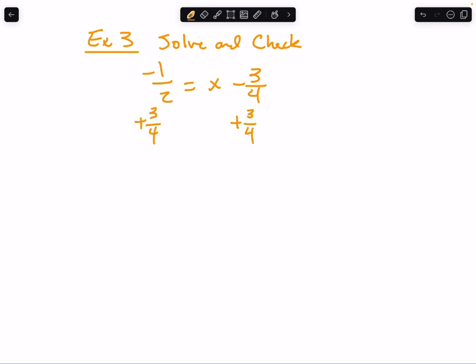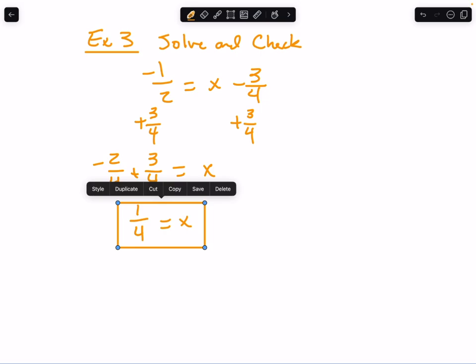Negative 1/2 plus 3/4. Well, negative 1/2 is the same as negative 2/4, plus 3/4, is equal to x minus 3/4 plus 3/4, which is just x. Negative 2/4 plus 3/4, negative 2 plus 3 is 1. So 1/4 is equal to x. So x equals 1/4 is our solution.